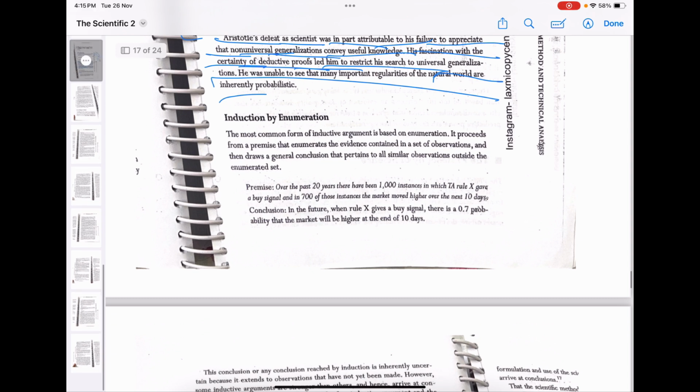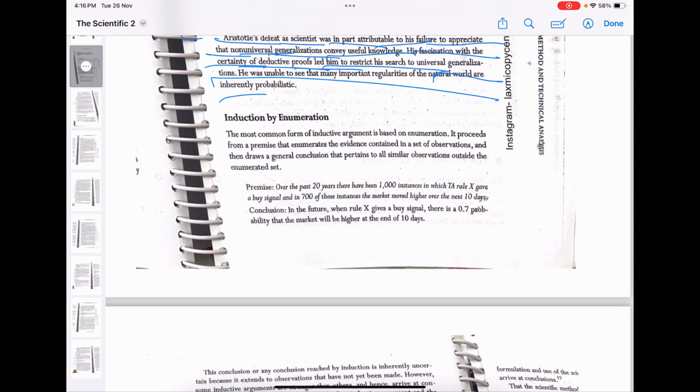Okay. Now let's talk about induction by enumeration. The most common form of inductive argument is based on enumeration. It proceeds from a premise that enumerates the evidence contained in a set of observations and then draws a general conclusion that pertains to all similar observations outside the enumerated set. Premise: over the past 20 years, there have been 1000 instances in which TA rule X gave a buy signal, and in 700 of those instances, the market moved higher over the next 10 days.